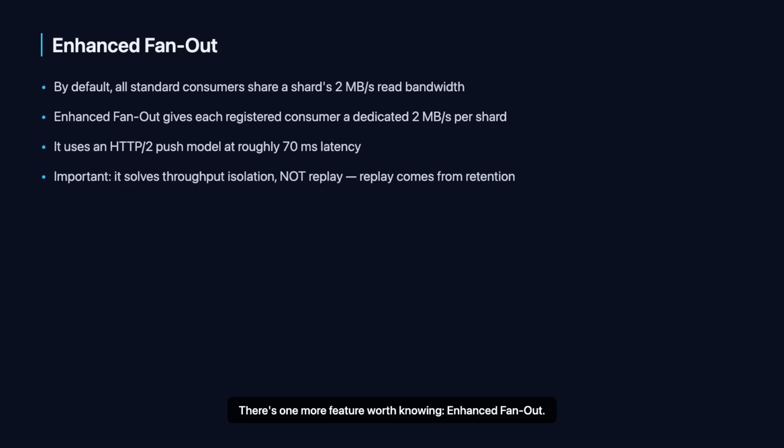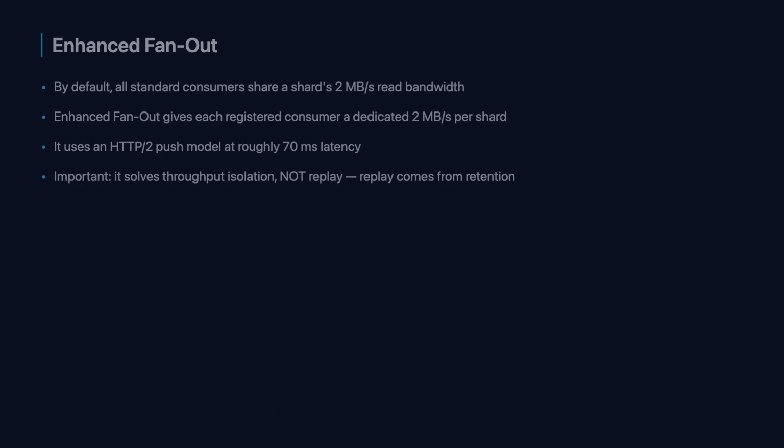There's one more feature worth knowing: enhanced fanout. By default, all your standard consumers share a shard's 2 megabytes per second of read bandwidth, so if you have many of them, they compete. Enhanced fanout gives each registered consumer its own dedicated 2 megabytes per second per shard, pushed over HTTP/2 at roughly 70 milliseconds of latency. Here's the distinction people miss. Enhanced fanout solves throughput isolation between consumers. It does not add replay. Replay comes from the retention window. These are two completely different things.